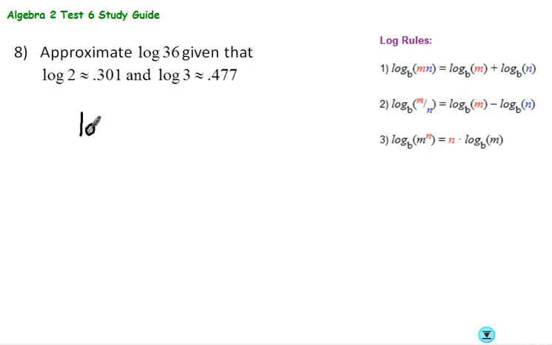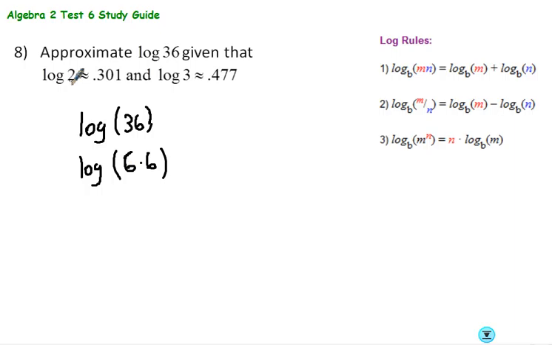So I'm going to start off with log of 36 and figure out how I can break this apart. The goal here is to break apart 36 so I get down to only using 2's and 3's. Think about what makes 36: 6 times 6, 9 times 4, 3 times 12. I've got some choices there. It doesn't really matter which one you choose, and I'll show that in a second. First thing that comes to mind, maybe 6 times 6.